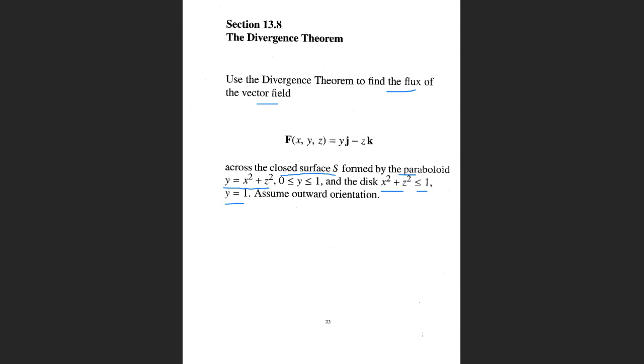We had done this problem before, and what we did was we computed the flux across the paraboloid surface, and then we computed the flux across that disk. We computed the flux across each of those surfaces separately, and then we added them to get the total flux. Well, now we're going to do this problem using the divergence theorem. Let me give you a moment to copy it down, and then we'll go to the solution.